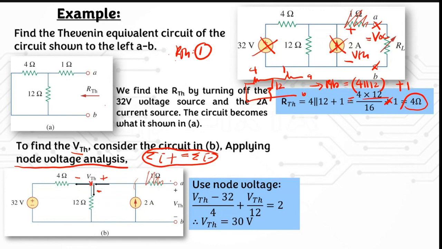Okay, so if you put this into your equation, for this negative current you have VTH minus 32 over 4. And for this current, you will have VTH over 12. And for this one, you will have 2 ampere. And then you can put it into this equation, okay? This is the summation of your negative current, and this one is your positive current.